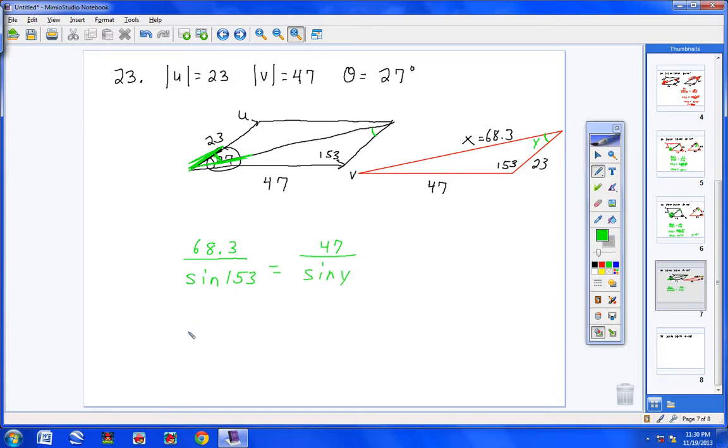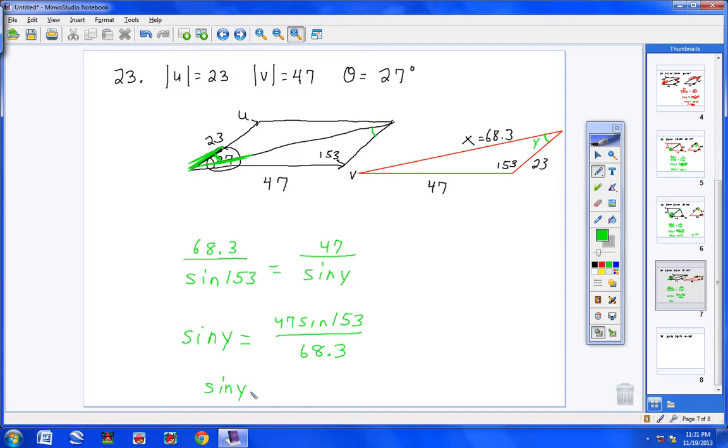Now let's cross multiply and divide. The sine of y equals 47 sine of 153 all over 68.3. Alright, now if you type that into your calculator, 47 sine 153 divided by 68.3, you're going to come up with this right here.